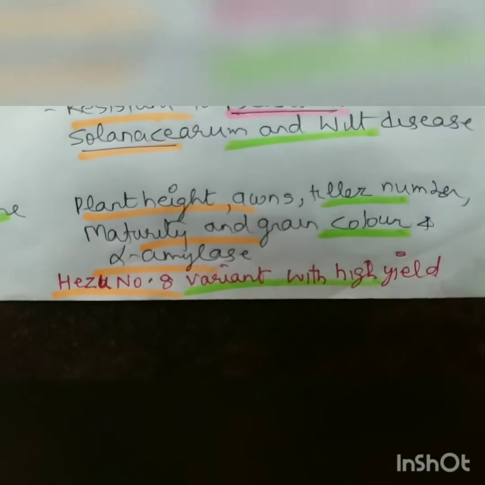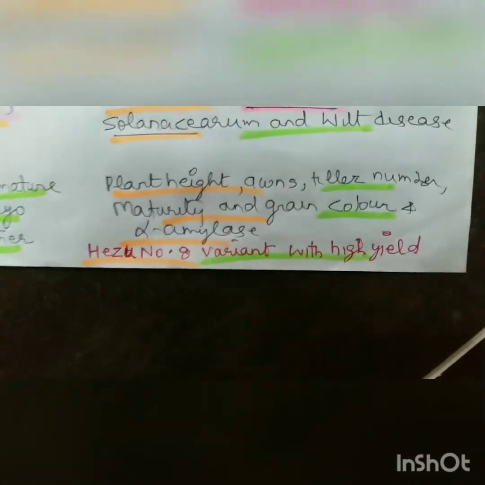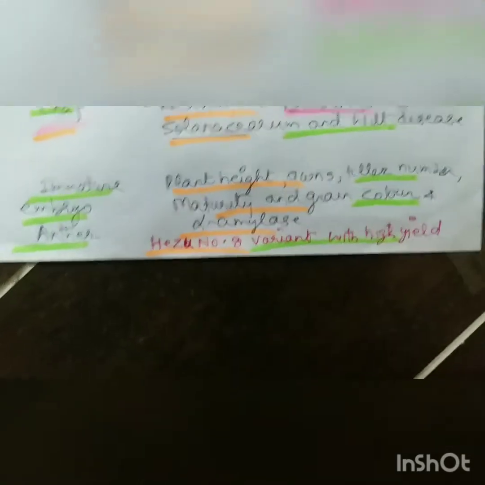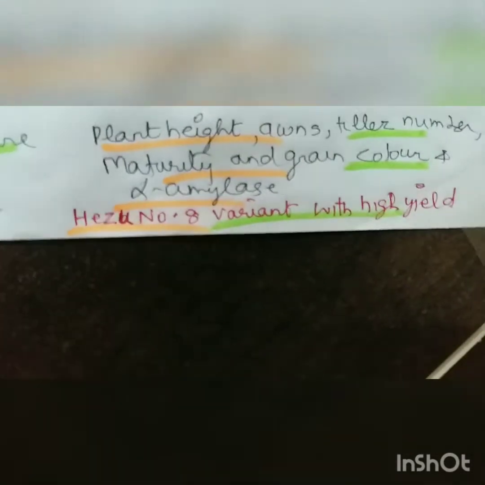Then the tiller number is increasing, maturity is early, and grain color and alpha amylase are changed. Alpha amylase is a very important layer, which is a source of proteins we have. It provides the protein. And then we have the Hezu number 8 variant of wheat, which has a high yield. Here I want to tell you about one more thing, color. Color is also a problem.